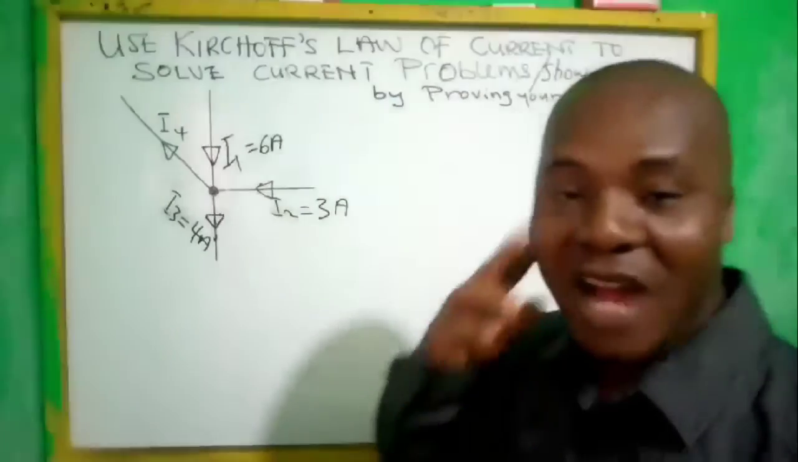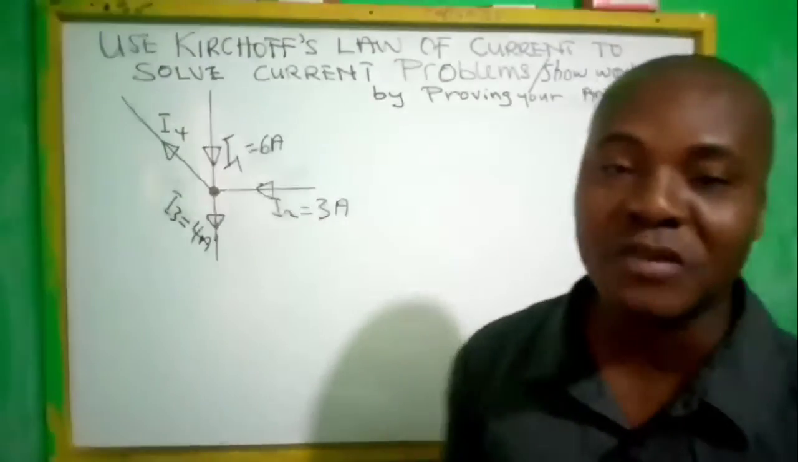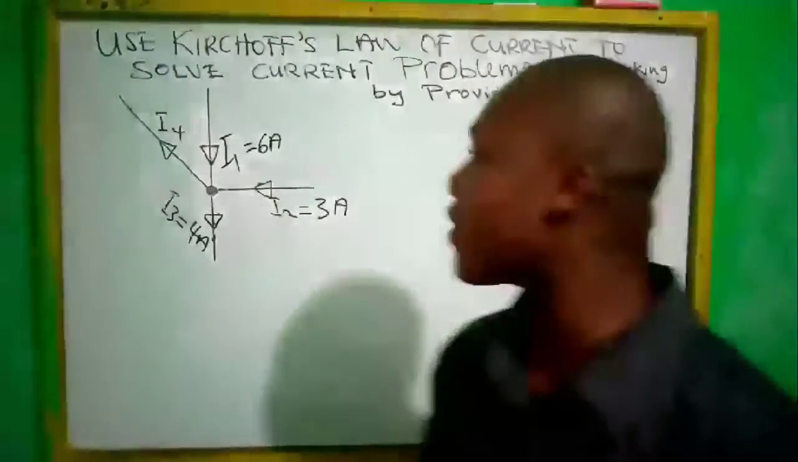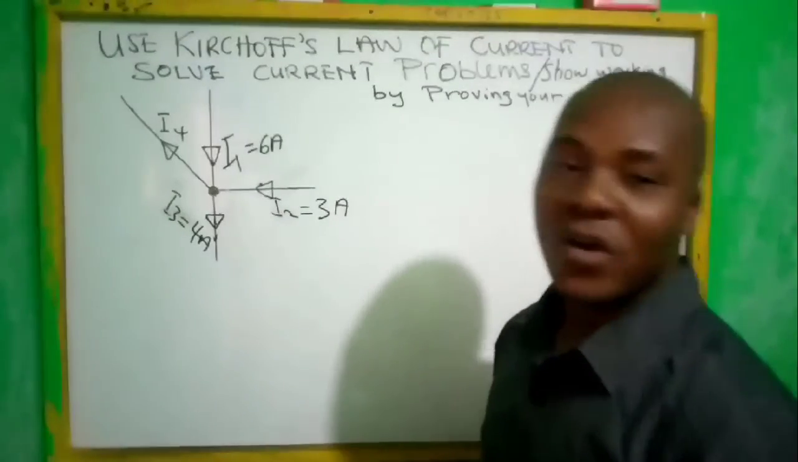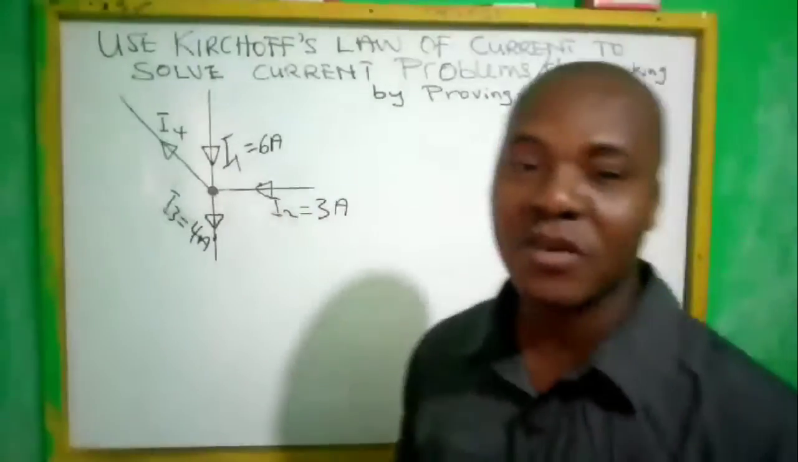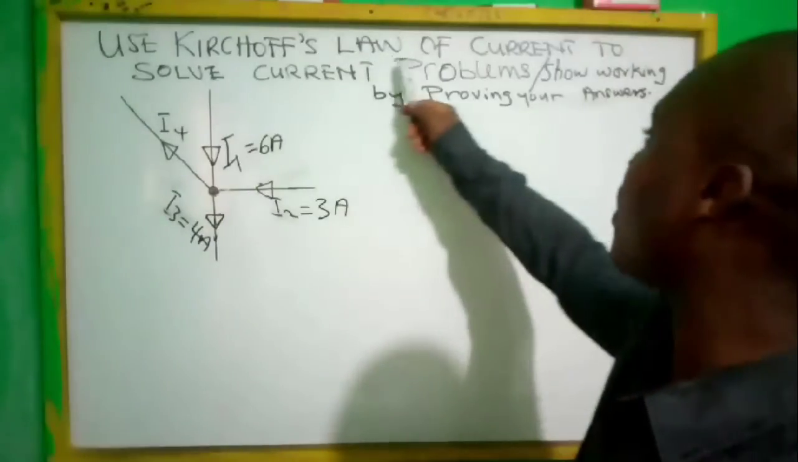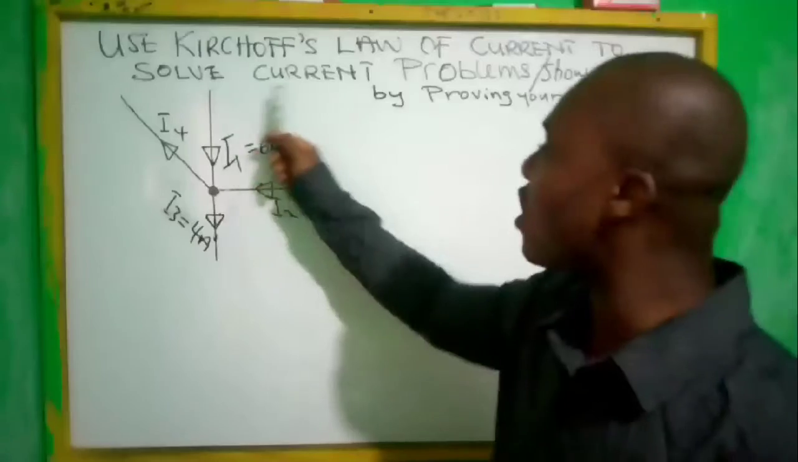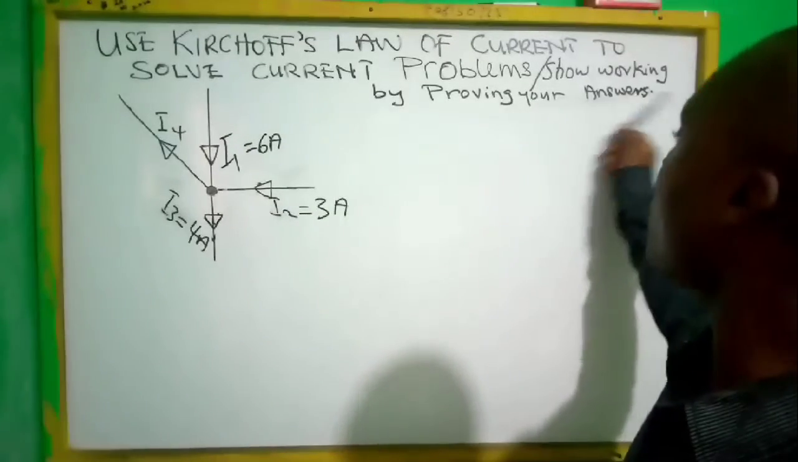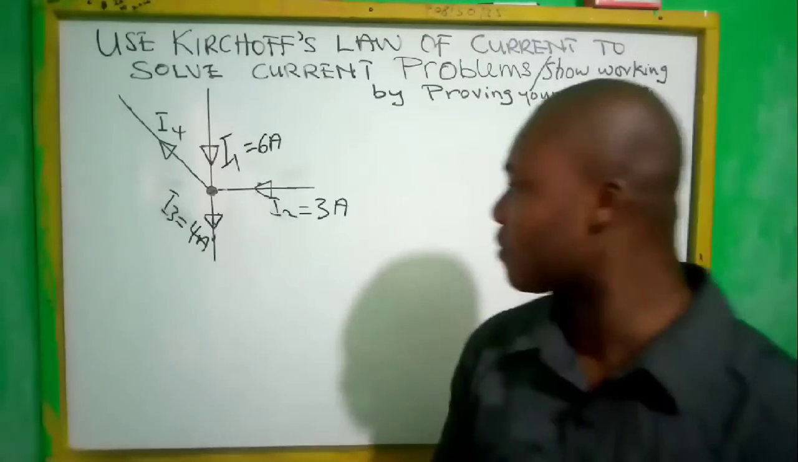All right, today we have a question on the board under Kirchhoff's theorem, or Kirchhoff's current law. Let's see what the question has for us and how best we can work it. The question says, use Kirchhoff's law of current to solve the current problem. Show working by proving your answer.